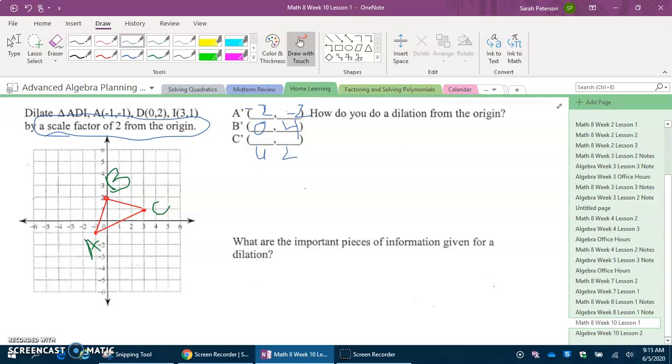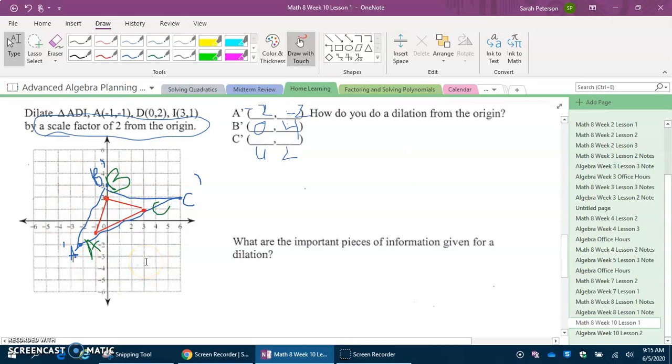And then I would, again, just plot the figures there, and I should see it get bigger by a scale factor of 2. So -2, -2 is right here. So that is A prime. And then 0, 4, that is B prime. And 6, 2, that is C prime. And then I'm just going to connect my dots here the best I can on the computer. And if you look, it looks like that triangle got bigger. Okay. So that's how you dilate a figure.